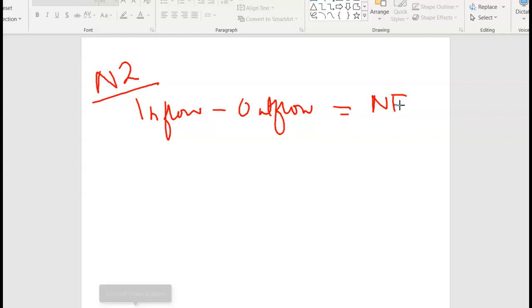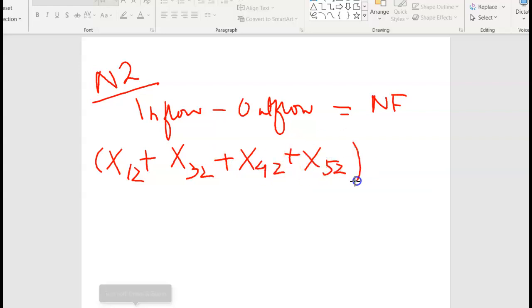There's also an inflow from node 3, 5, as well as node 4. So the inflow into node 2 is given by x12, the road from 1 to 2, x32, the road from node 3 to node 2, x42, and x52. This is only the inflow portion of the equation that we're looking at so far. Now let's take a look at the outflow.